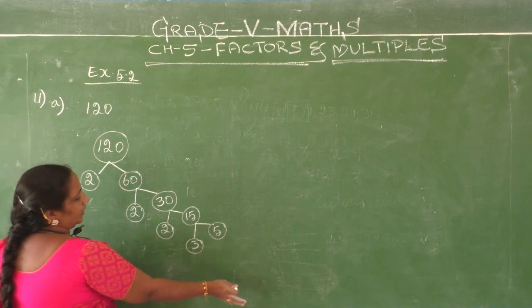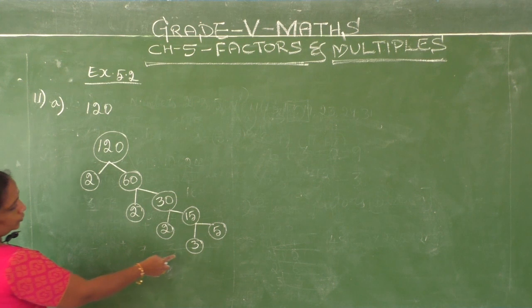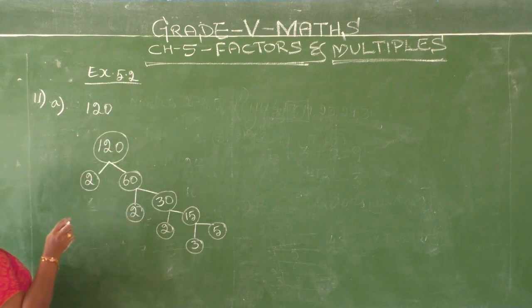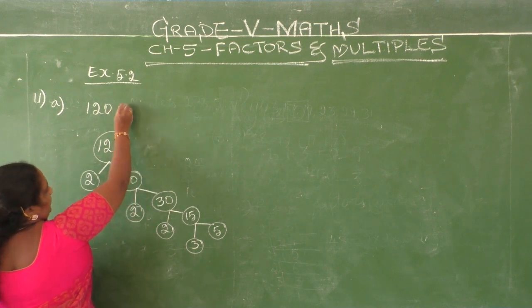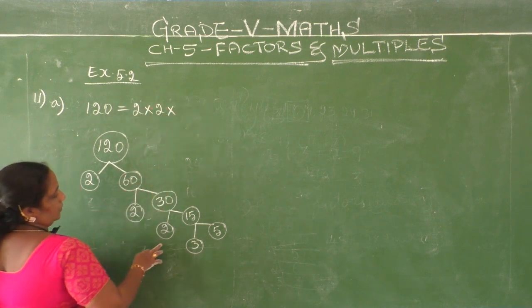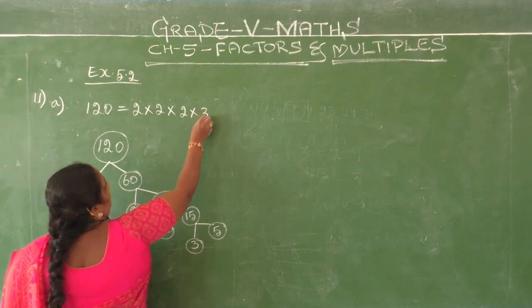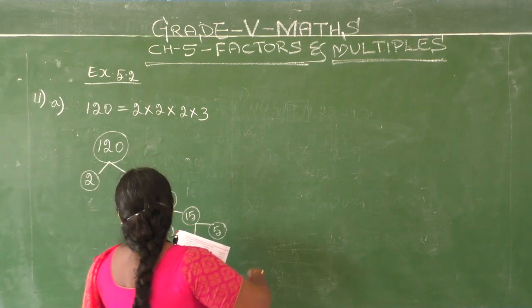So hereafter we will not divide the numbers. See here all prime numbers: 2, 2, 2, 3, 5. So this is the factor tree. 120 equals 2 into 2 into 2 into 3 into 5. We call it a factor tree. You know it already well. In this Roman they gave 2 sums. So the other sum is your homework. Then next we are going to see the 12th Roman.